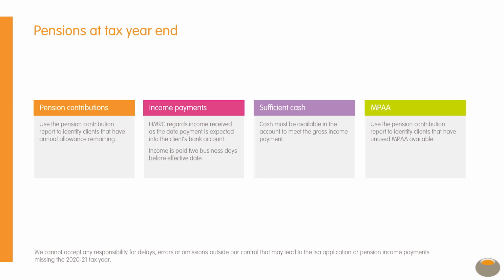And a quick one on income payments. HMRC regards income received as the date that the payment is expected into the client's bank account, and income is paid 2 business days before the effective date. So on our timings, we're looking at the 29th of March as the cutoff for income in this tax year. And just as a final reminder on that, remember that there needs to be sufficient cash available to meet any gross income payments.